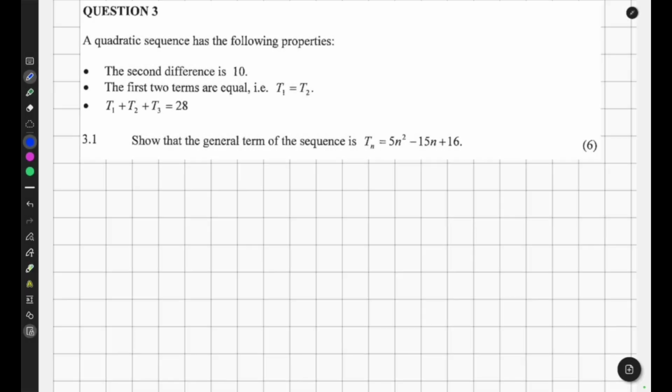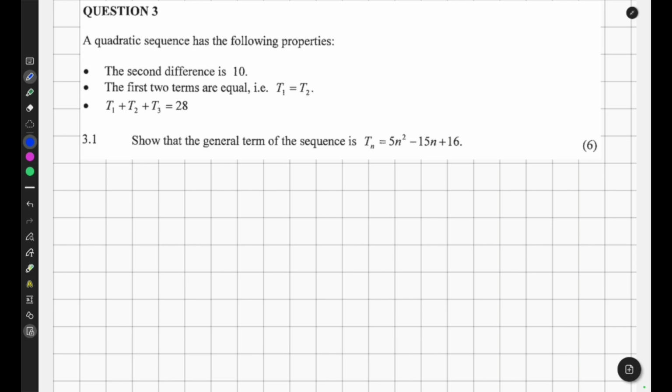Question 3. So even though it's in a grade 12 paper, this is a grade 11 sum with a constant second difference, quadratic sequences. So don't forget to study that part, please. In every grade 12 paper, they're going to throw this in somewhere to catch out the people that forgot about all of this. So let's read what's going on. A quadratic sequence has the following properties. The second difference is 10. The first two terms are equal to each other. And then T1 plus T2 plus T3 equals 28.